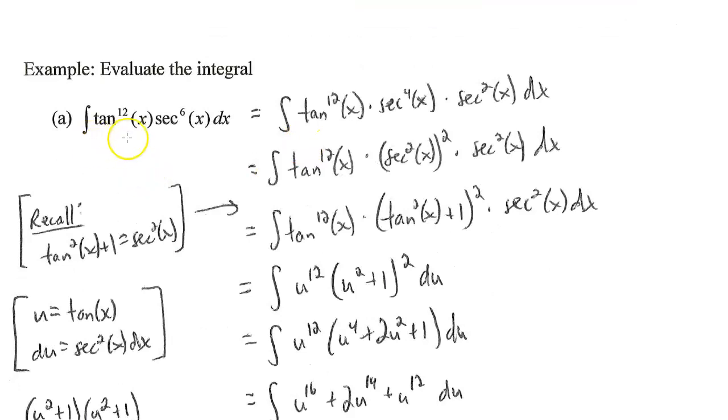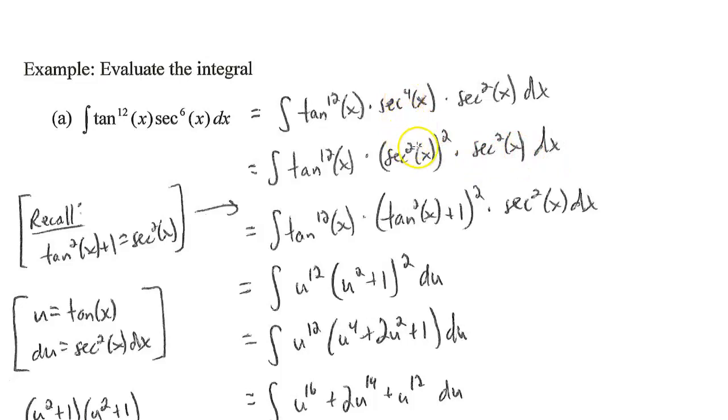Suppose we have tangent to the 12th times secant to the 6th. Now, if this were involving sines and cosines, this would be exactly the bad case, because you have an even and an even. But remember, we wanted the power in secant to be even, if at all possible. So notice what we do is we split off a secant squared. We write secant to the 6th as secant to the 4th times secant squared, because eventually we're going to let u be tangent, and the du will be secant squared x dx.